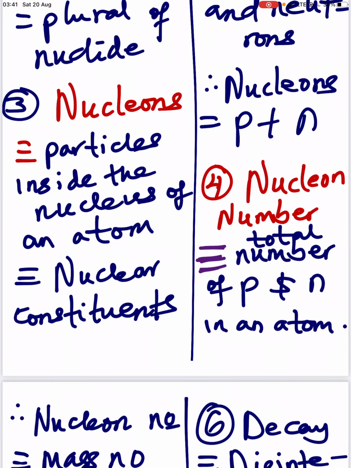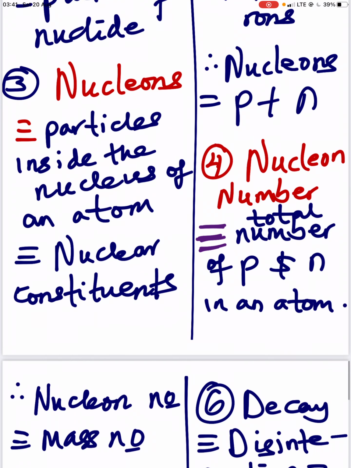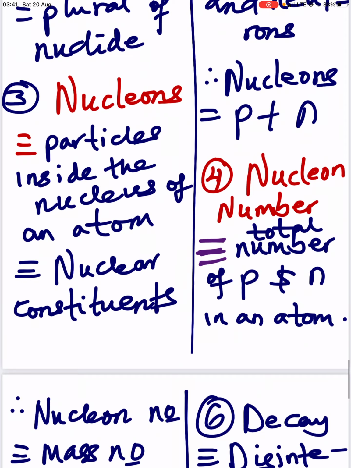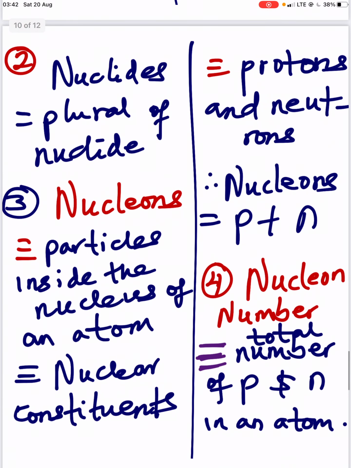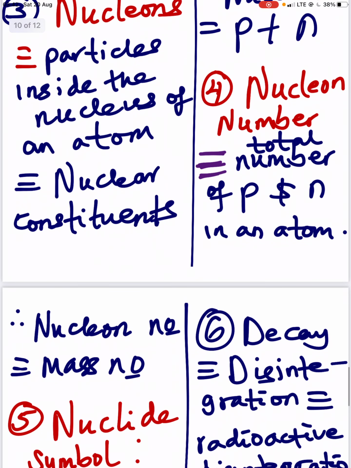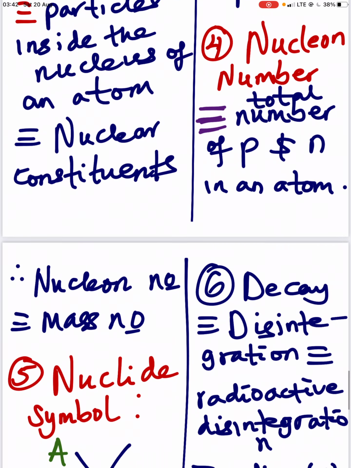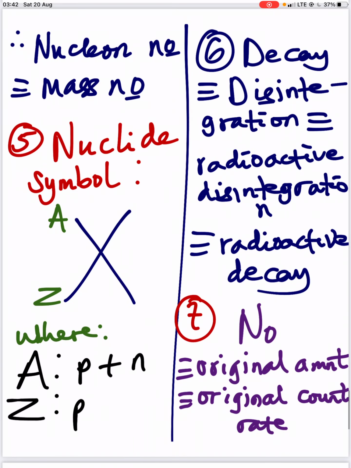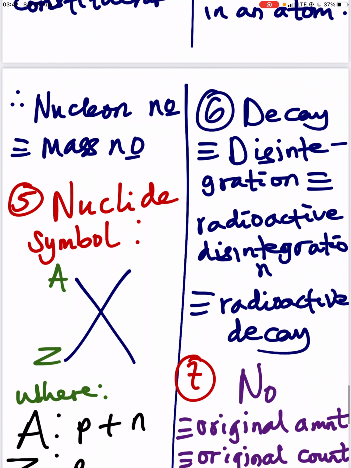Number 3 is nucleons. Every time we hear nucleons, nucleons refer to constituents of the nucleus of an atom. So, the protons and neutrons. Every time we hear nucleons, it means protons and neutrons in an atom of an element. Nucleon number means the total number of protons and neutrons in an atom or in a nucleus. So the nucleon number of an atom is also the same thing as the mass number.